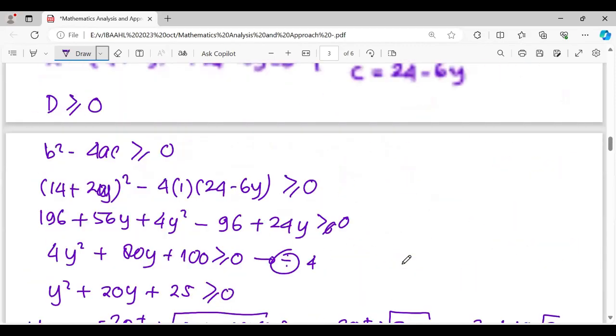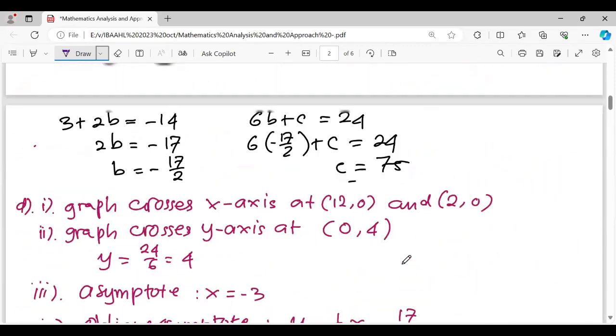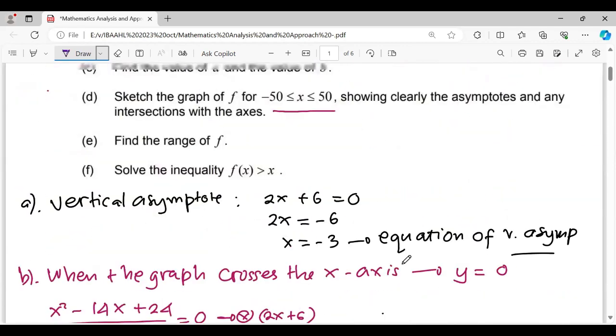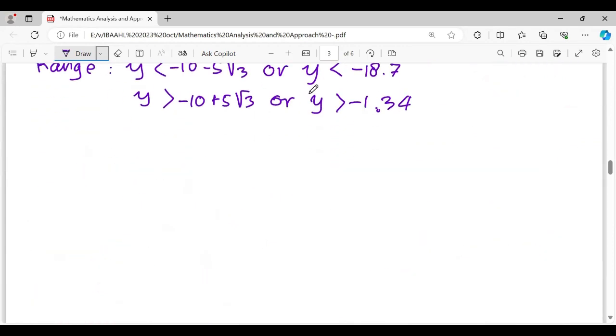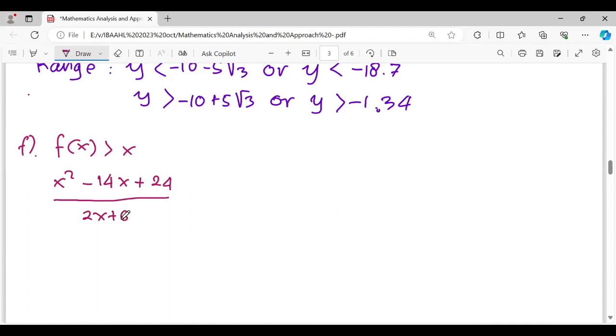What else? The next question is about, let's check first, the inequality f(x) greater than x. f(x) greater than x means x squared minus 14x plus 24 over 2x plus 6 is greater than x.